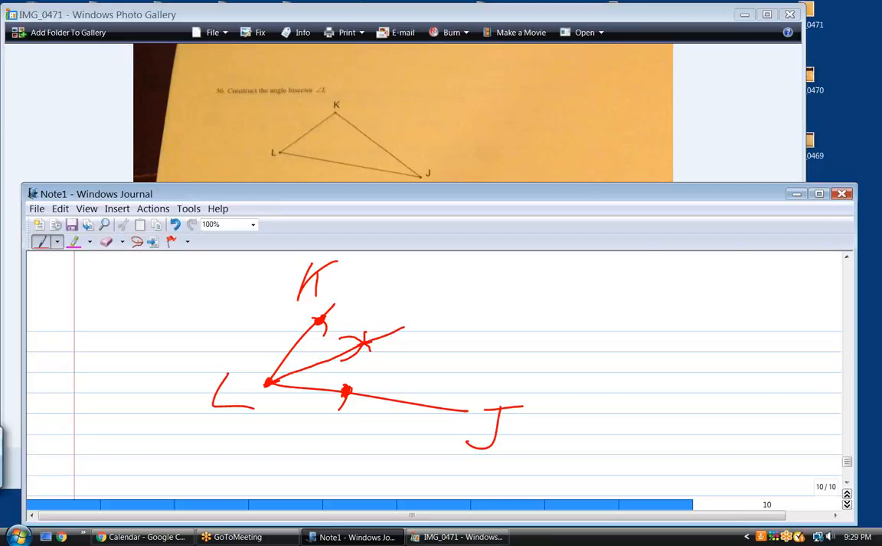Using the same setting the whole way. Never change your compass setting on this, because what you're really doing is creating a rhombus. This side is equal to that side, and that side is equal to that side. So I've created a rhombus, and in a rhombus, the diagonal bisects this angle. That's why this method bisects that angle.